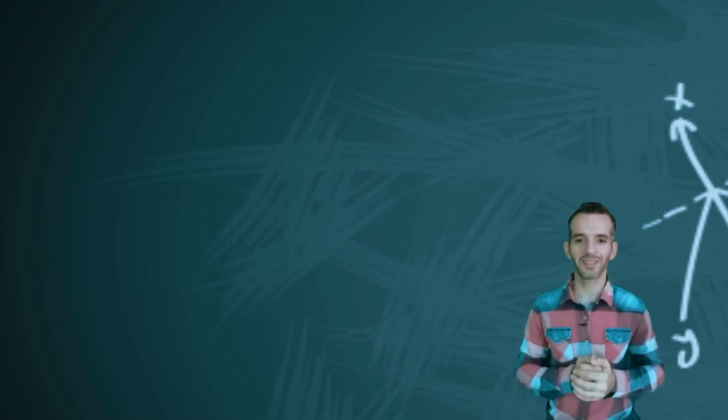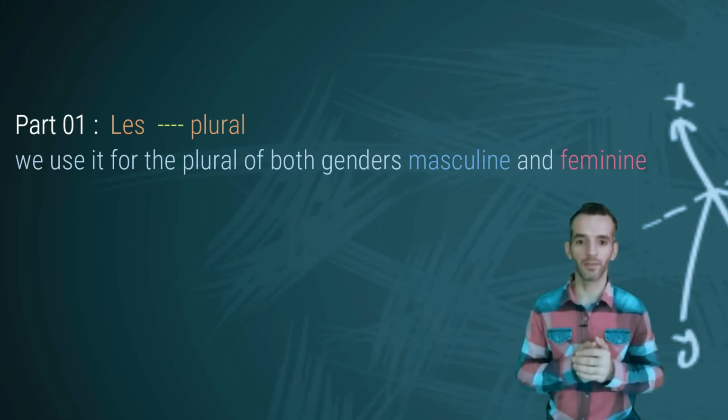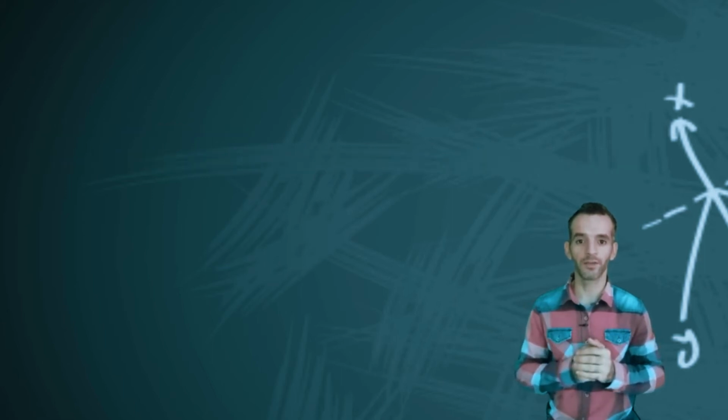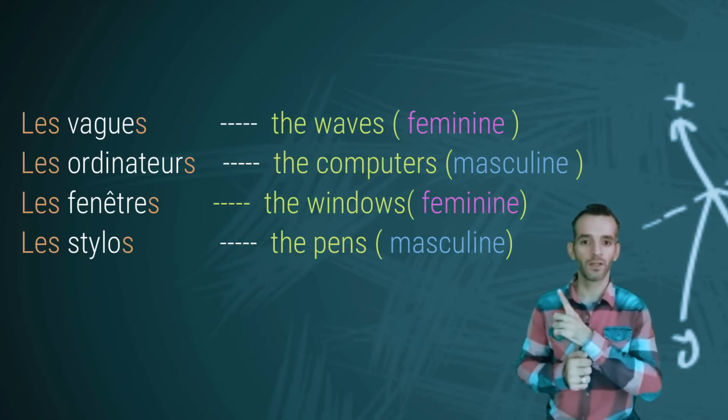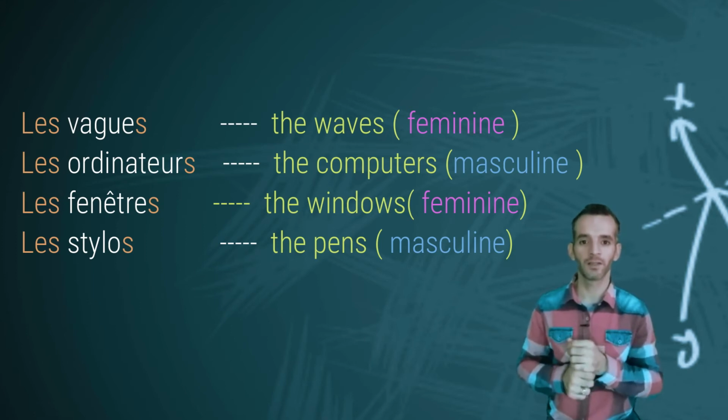Let's start with the easiest definite article in French, "les", since we use it for the plural of both masculine and feminine. We use it before the plural words of both genders. Let's have a look at some examples. Les vagues, the waves. Les ordinateurs, the computers. Les fenêtres, the windows. Les stylos, the pens.